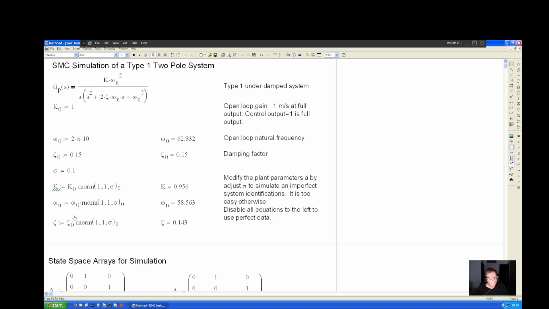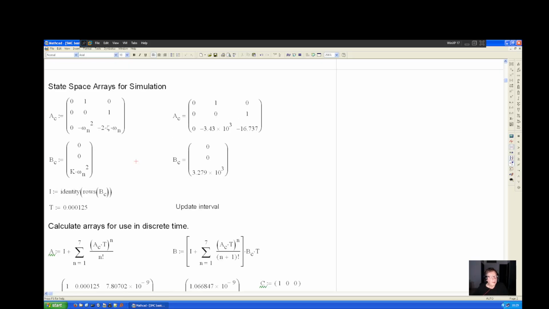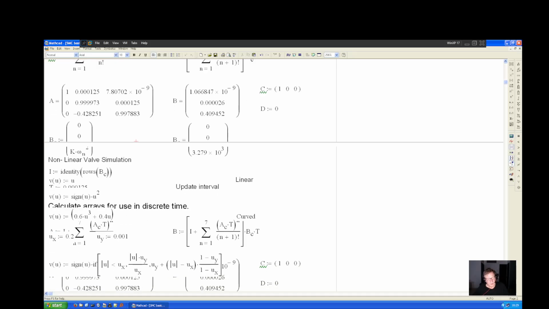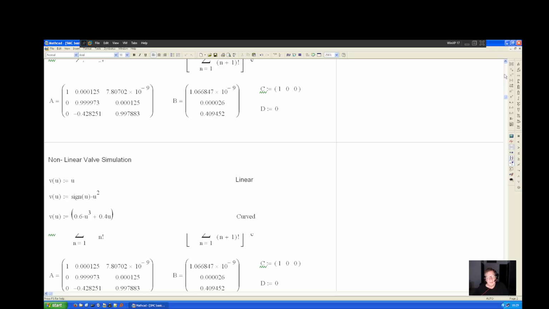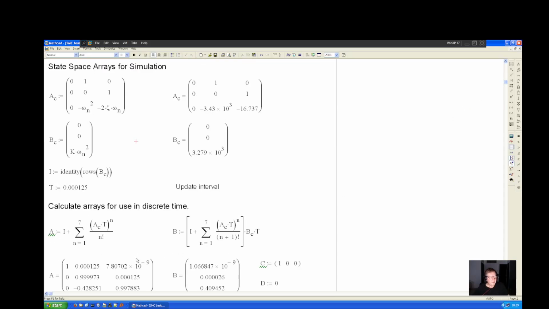Again, this is to vary the parameters just to show the robustness of the sliding mode control, even with the second order system here. This next part is the state space in Laplace or continuous mode, and then I convert it to digital format down here. Something I didn't mention in the previous video is that MATLAB will do this for you automatically, but MathCAD does not have that capability, so I'm just showing the math that's involved in converting from continuous time to discrete time.